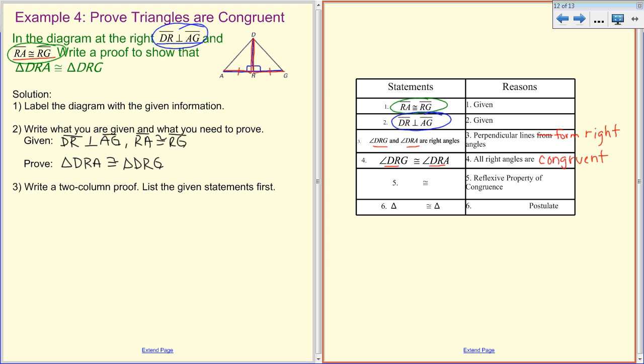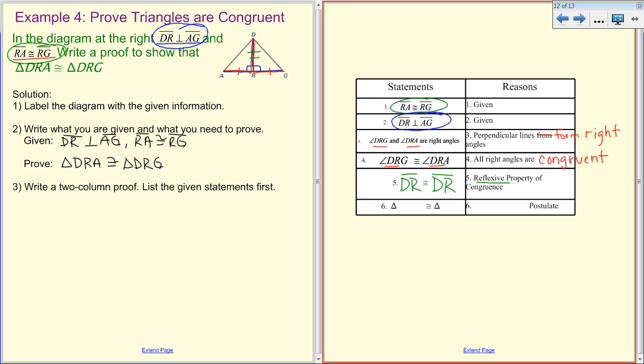So then number 5, we have our reflexive property of congruence. Well, what would I be looking to use the reflexive property of congruence on? Those are the shared sides. Anything that's shared is reflexive. So if we look, they share this side. So I can say DR is congruent to DR.